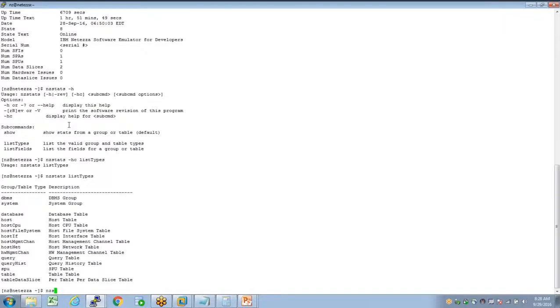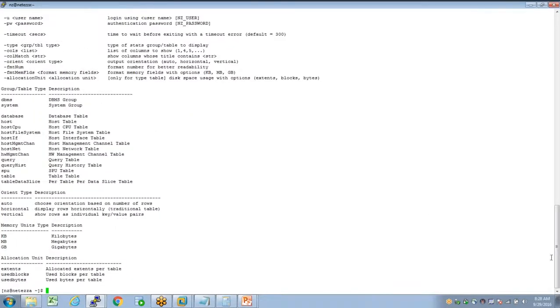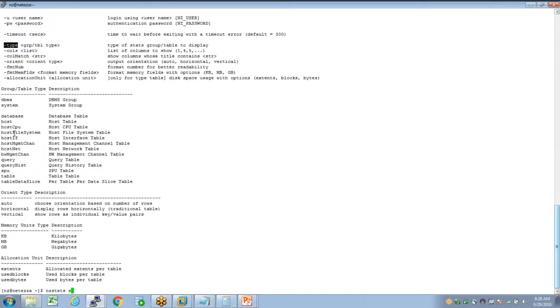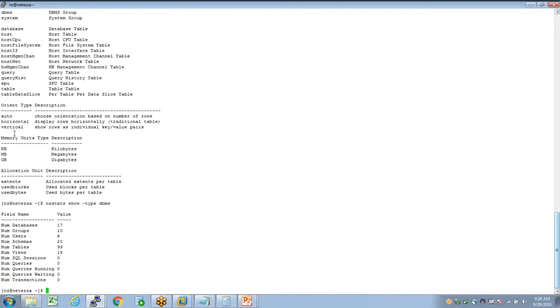For example, when I say ng_stats -hc show, ng_stats show -type dbms, it will show instance level statistics saying that I have 17 databases, 10 groups, 6 users, 20 schemas, 99 tables.